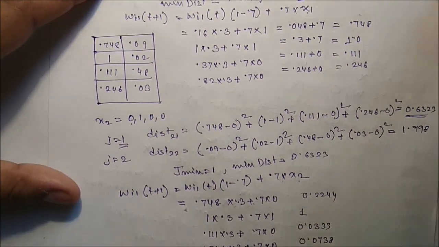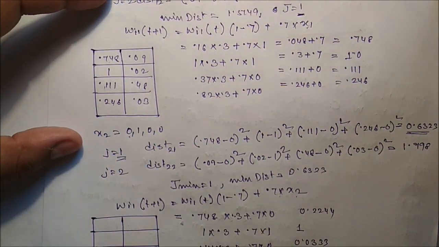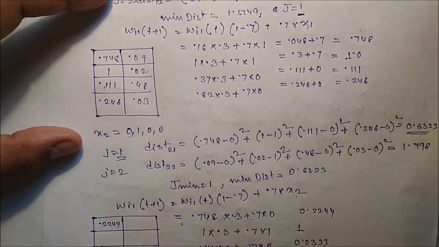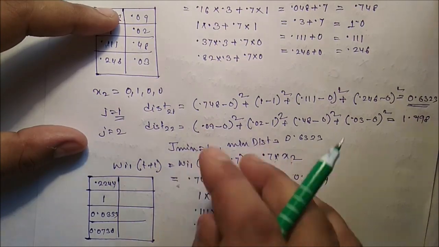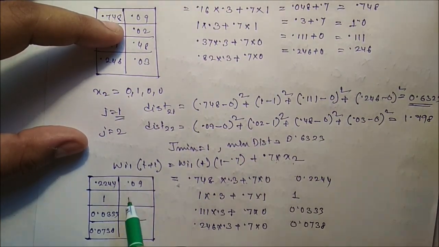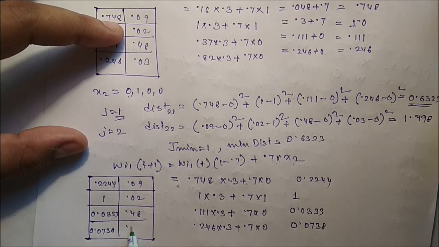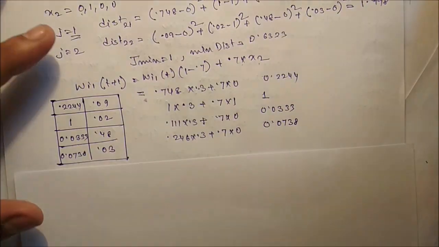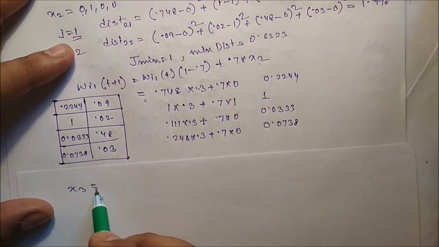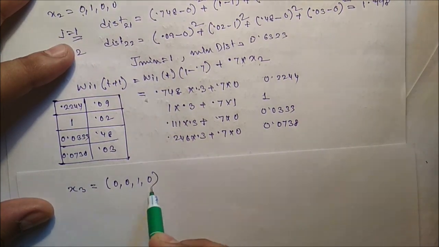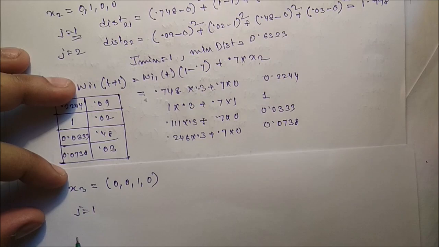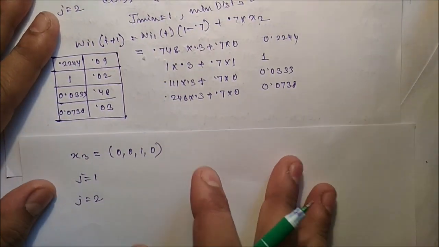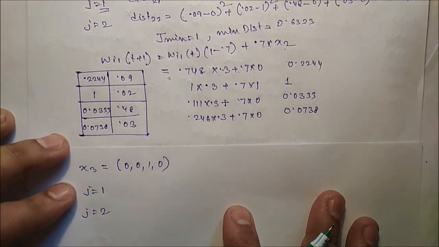And the updated weights. So we have to update only the first column. So it is 0.2244, 0.0333, 0.0738. Okay, and you just copy the same thing here, 0.09, 0.02, 0.48, 0.03. Now the next data is 0, 0, 1, 0. Okay, so we have to calculate the distance when j is equal to 1, when j is equal to 2. So when j is equal to 1, you can see this is what our updated weight.